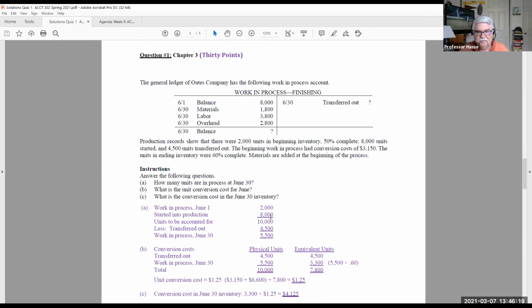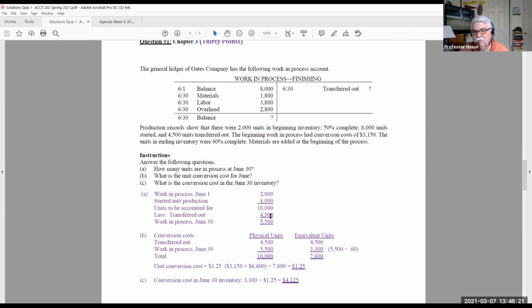In question 3, some of us had a little bit of difficulty determining the equivalent units. Remember, the equivalent units is the relationship of how much are complete. And they tell us that in this problem that we have work in process of 5,500 units on June 30th. How did we get that? We had 2,000 beginning. We had 8,000 units started. We had 4,500 units transferred out as materials completed. Thus, we have 5,500 left.